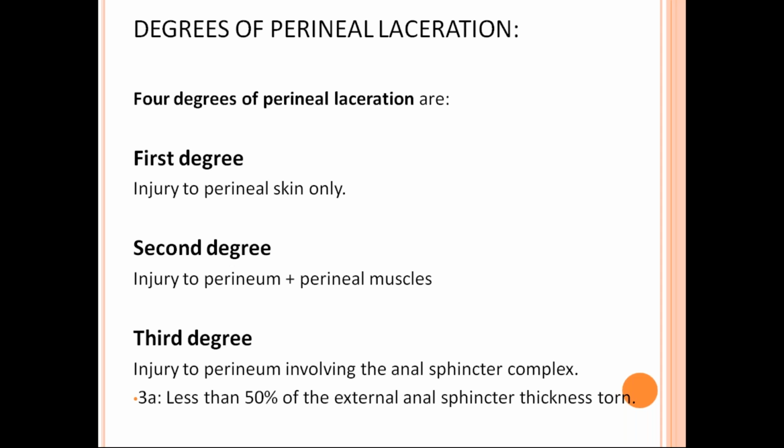This is injury to the perineum, that is the skin and some muscles. We know there are so many muscles attached to the perineal body, almost 10 muscles from all sides. So second degree tear is injury to the perineum, that is the superficial transverse and deep transverse perineal muscle.